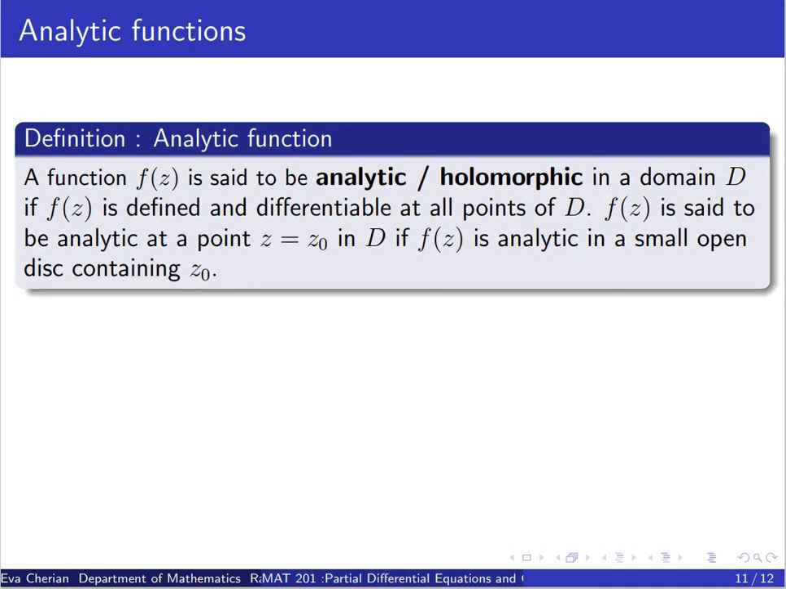Finally, we look at the definition of analytic functions. A function f of z is said to be analytic or holomorphic in a domain D if f of z is defined and differentiable at all points of D. f of z is said to be analytic at a point z equal to z0 in D if f of z is analytic in a small open disk containing z0. f of z cannot be defined and differentiable at just one point. For f to be analytic, it has to be defined and differentiable in a set.